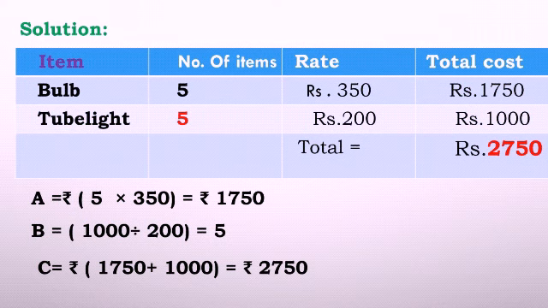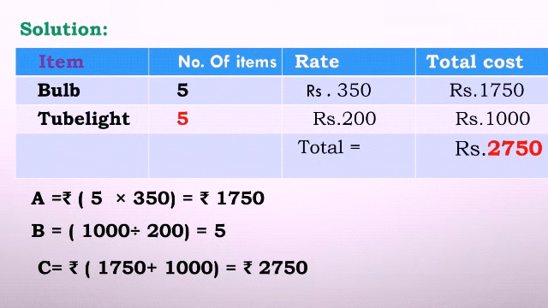See here, we have to find A, which means total cost. Total cost of the bulb: as the number of bulbs is 5 and the rate per bulb is 350 rupees, we have to multiply here. See, I have multiplied here and shown it.